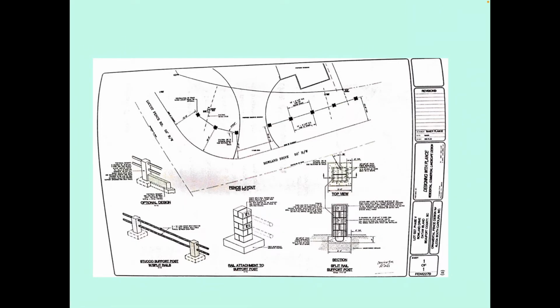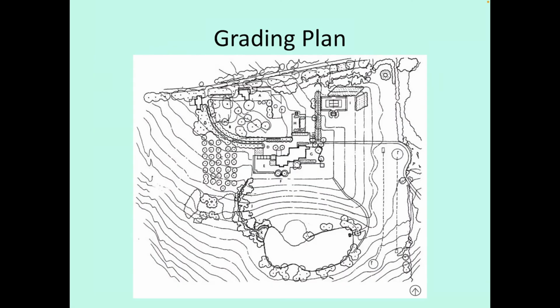Here's an example of a fence. You can see it's an unusual fence, a slightly different fence, and this gives you everything you need to know to build it: where your posts are going, what your materials are, how those posts are going to be built, and how your base material is going in. So another example of a type of construction documentation.